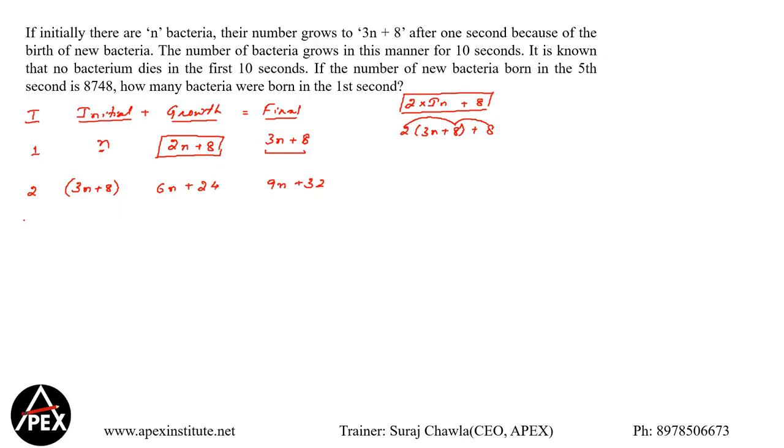Okay. So when I move to the third second, now I have 9n plus 32 bacteria. Now 2 times 9n will give me 18n. 2 32s is 64. 64 plus 8. So understand this, guys. I'm just writing it here. This is 9n plus 32 plus 8. So 2 32s is 64. 64 plus 8 will be 72. So 18n plus 72. If you add them, you get 27n plus 104.